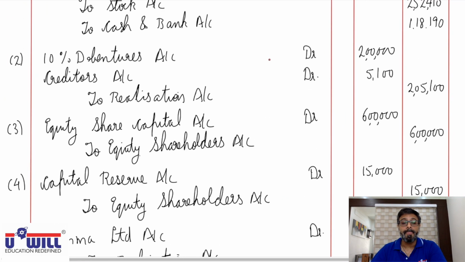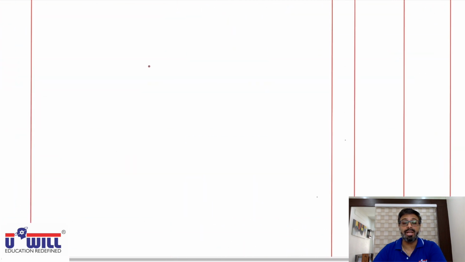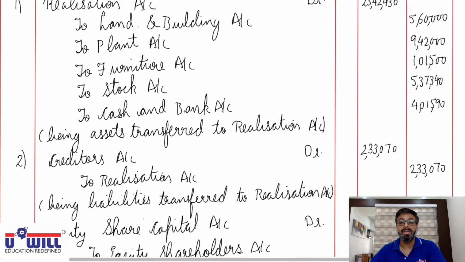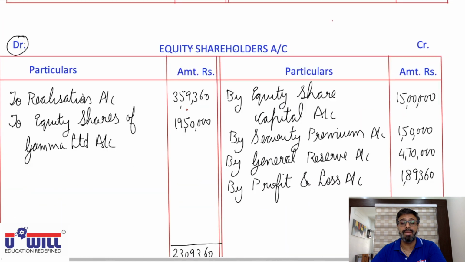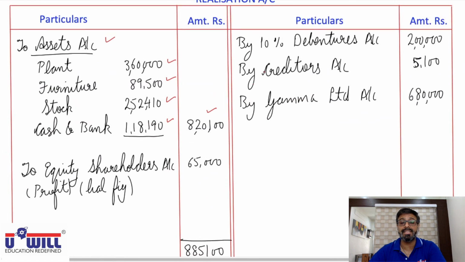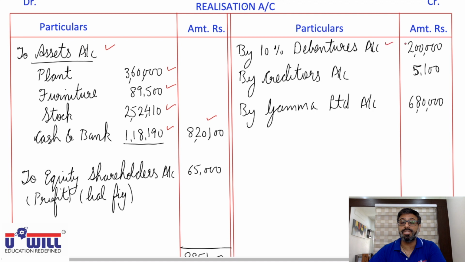Second entry, check it up. Liabilities to realization. In the balance sheet of Beta Limited, we have 10% debentures of 2 lakhs in liabilities as well as creditors of 5,100. So the entry will be: 10% debentures account debit 2 lakhs, creditors account debit 5,100, to realization account 2 lakh 5,100. To realization means you see on realization credit side, by 10% debentures account 2 lakhs and by creditors account 5,100. Even if you are given the heading liabilities and write within that, it's okay, it's correct.